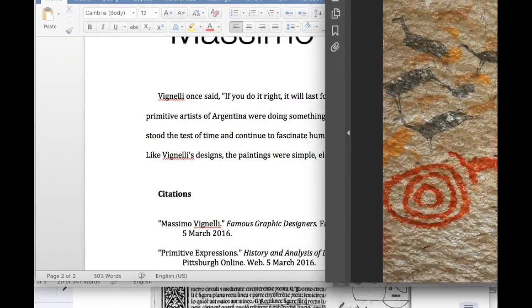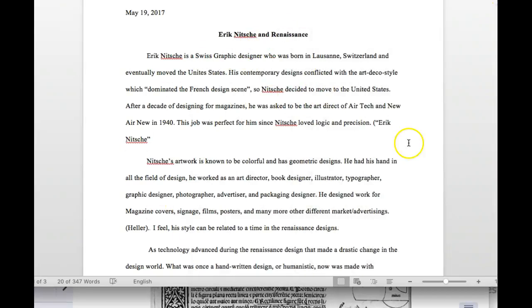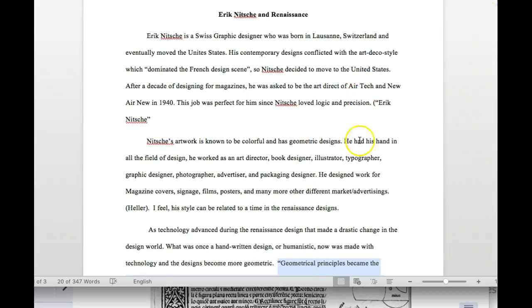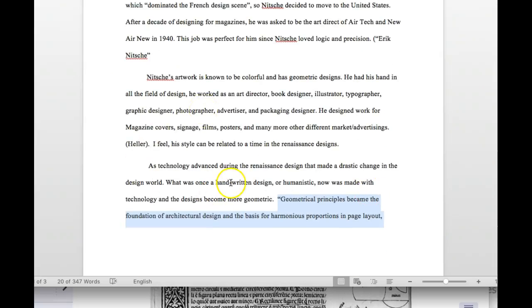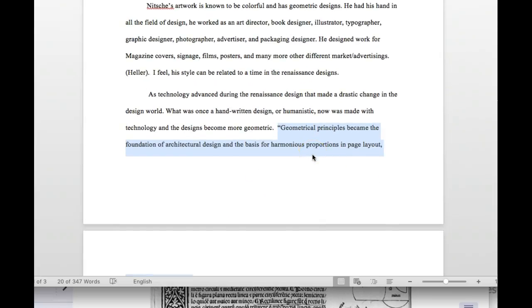Let's take a look at your piece. And you say, okay, so you have Eric Nietzsche, which is another fantastic choice. Then you talk about Nietzsche's bio and his artwork. That's fantastic. Then you go to the Renaissance period, but you're talking about Renaissance typography here. This advancement in technology during the Renaissance is talking about typography. Okay, it almost makes it sound like this is talking about reproduction of artwork. So you want to watch that.